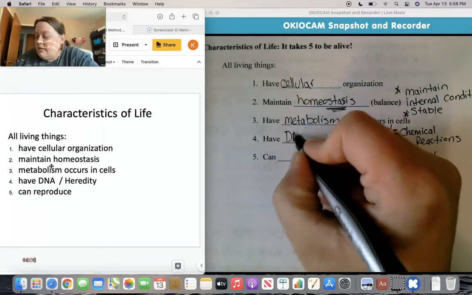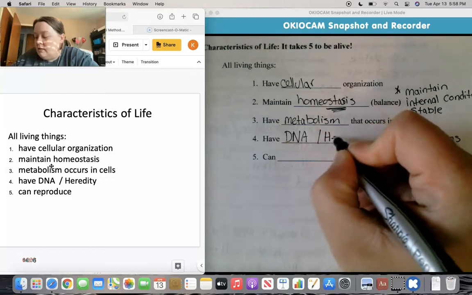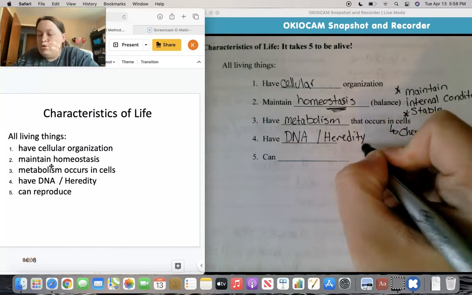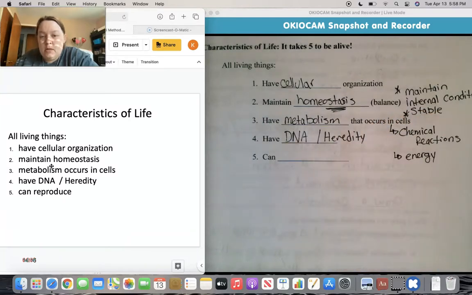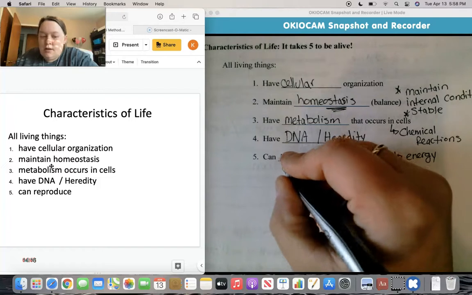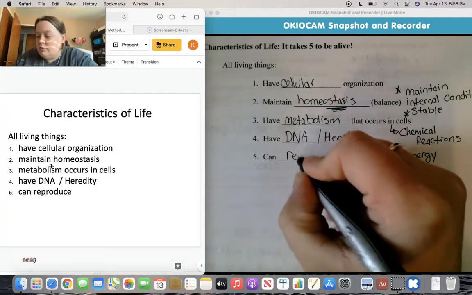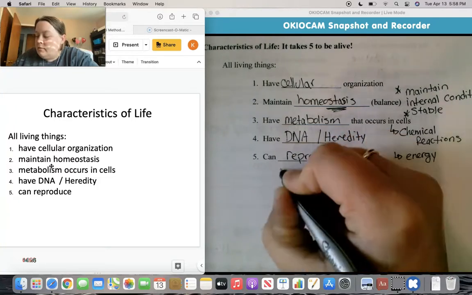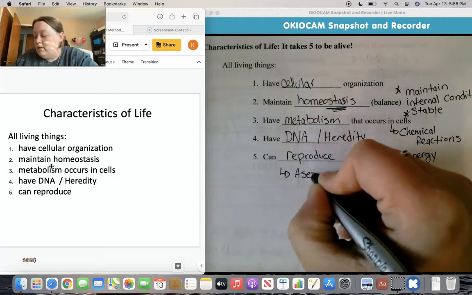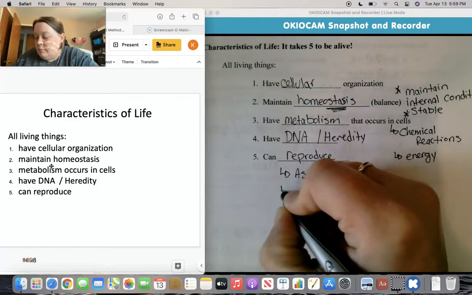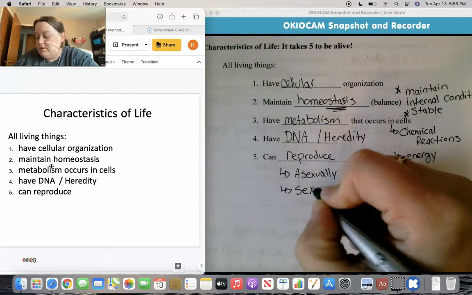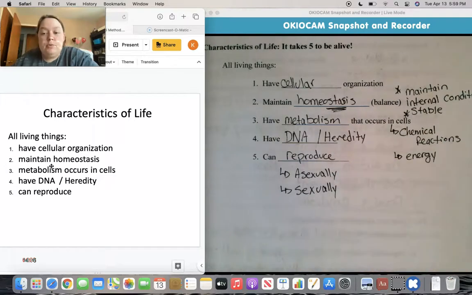All living things have DNA, and this leads to heredity, the ability to pass your traits on to your offspring. So, passing down of traits. Parents look like children, children look like parents, and so on and so forth. And the last characteristic is all living things can reproduce. Some living things reproduce asexually, like bacteria. Some living things reproduce sexually. They might reproduce differently, but they can all reproduce. All living things have these 5 characteristics.